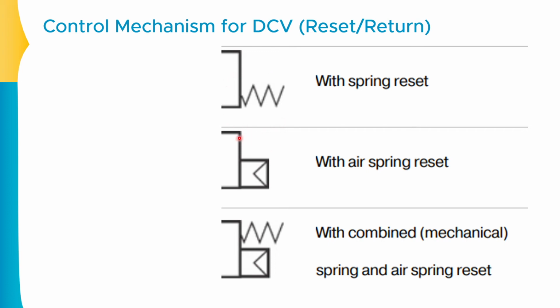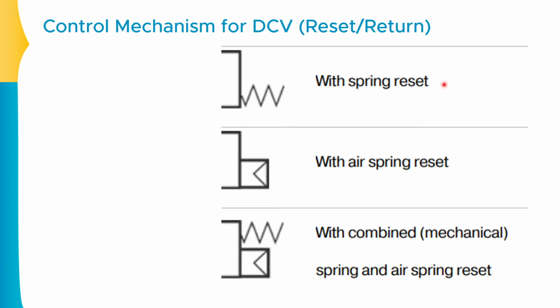We can also use the air spring reset mechanism, which is shown something like this. As you can observe, there is a hollow triangle, which shows the pneumatic system inside. Clear? So this is the air spring mechanism, which will reset the valve to its normal position. And thirdly, they can also be combined. Okay, so these are the options available for resetting the valve.